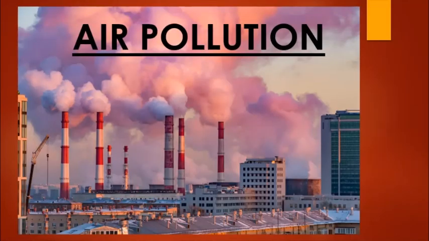Let us start with the first type of pollution, that is air pollution. Now, what is air pollution? Air pollution is the contamination of air by harmful substances like poisonous gases, smoke, then microbes, soil particles, etc. These all together combine to form air pollution.